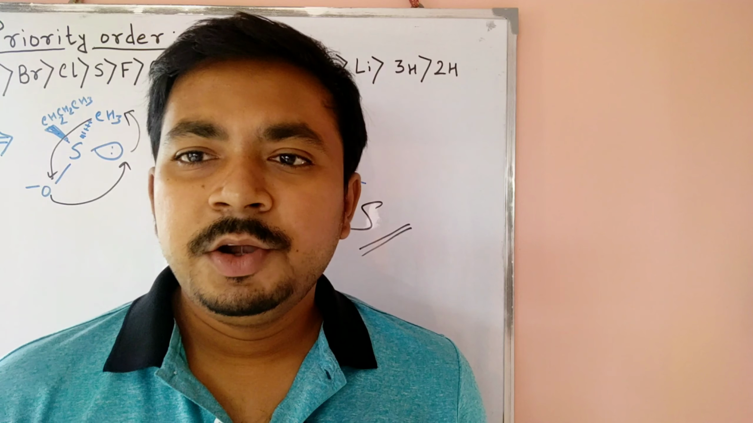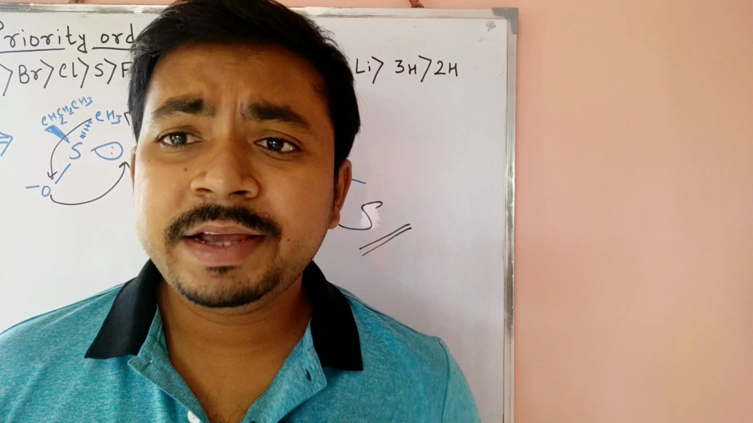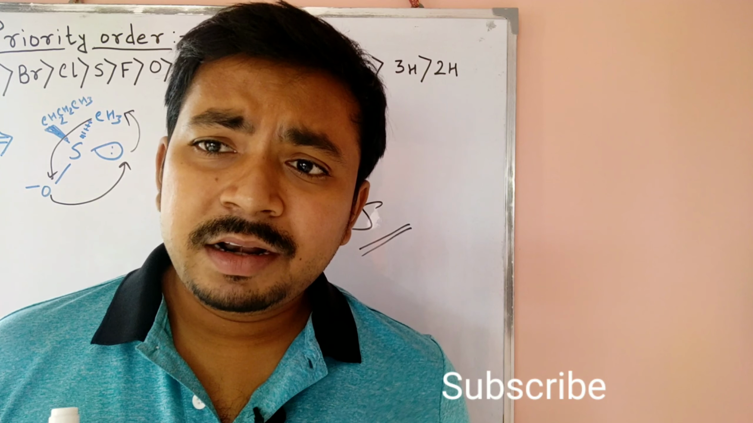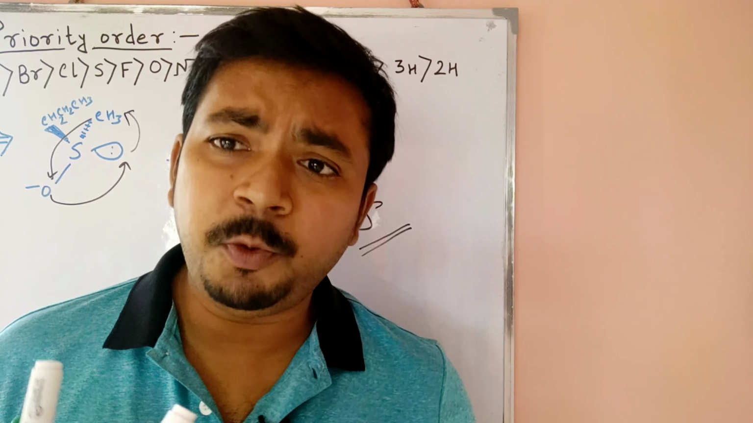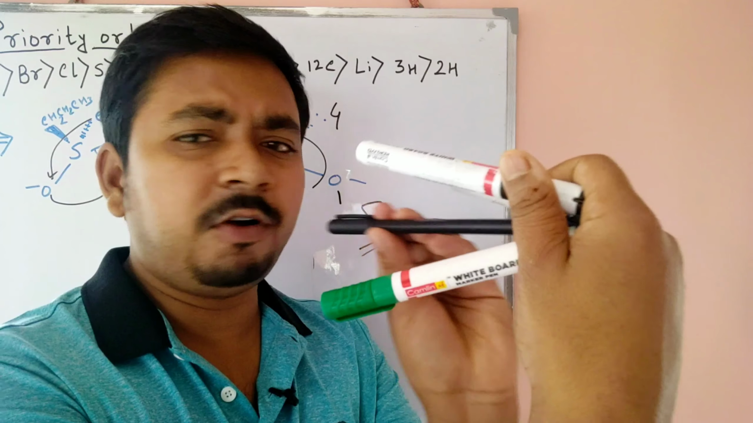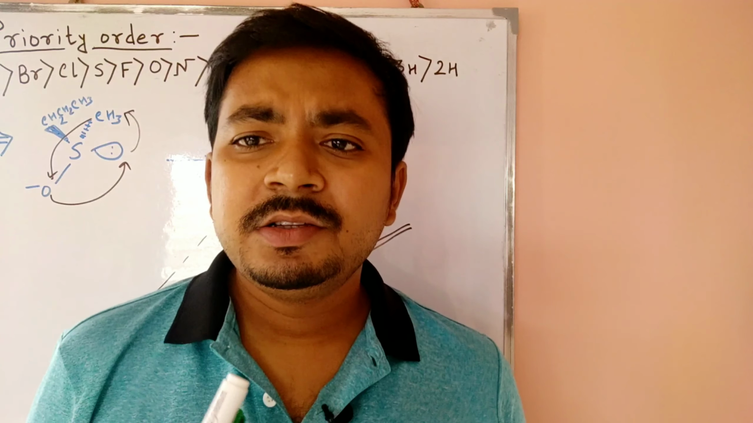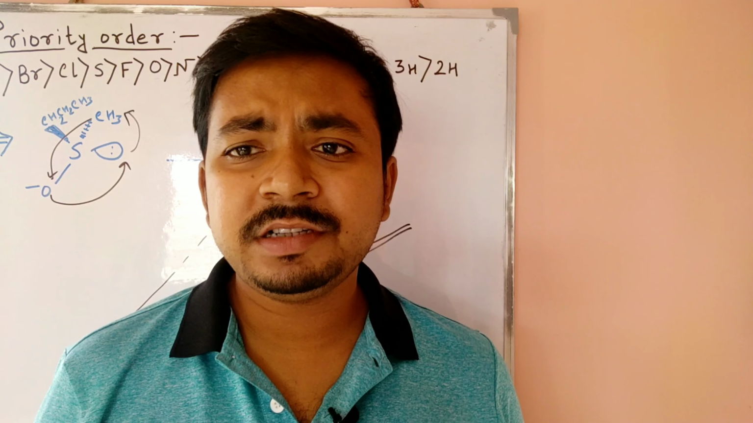Hello friends, today we discuss RS nomenclature by using priority order. In RS nomenclature, the most important point is the viewpoint. Which side is very important? Front side, back side, left side, right side. We can discuss this in our discussion.